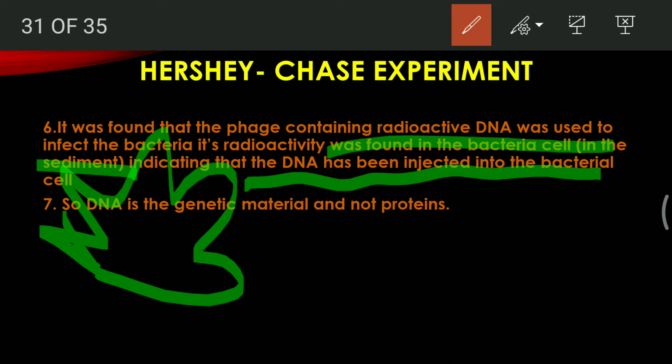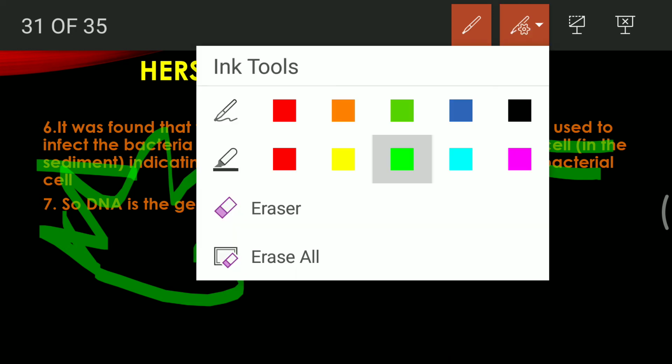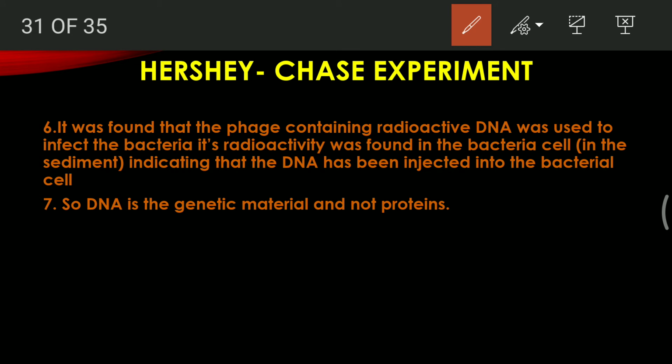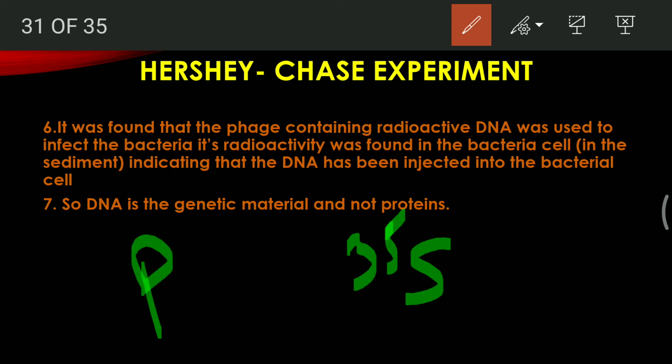So DNA is the genetic material came to be proved after this experiment, because the proteins and DNA, both of them were labeled. Protein was labeled with sulfur 35 and DNA was labeled with phosphorus 32.